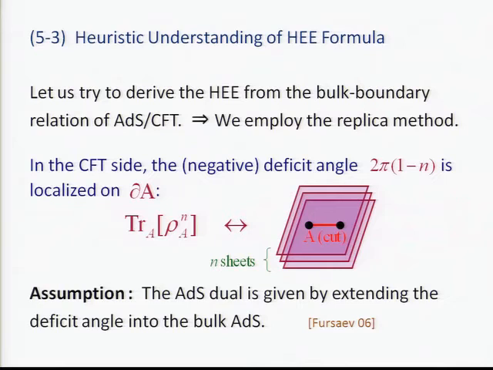So let us try to derive this holographic entanglement from the bulk to boundary relation of AdS/CFT. We know that on the CFT side, this is a partition function on this manifold, the n-sheeted Riemann surface in the two-dimensional case, or some n-sheeted geometry in higher dimensions. This partition function is equal to the trace of rho A to the nth, which I explained yesterday using the path integral formalism.